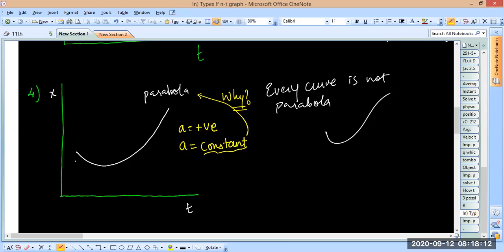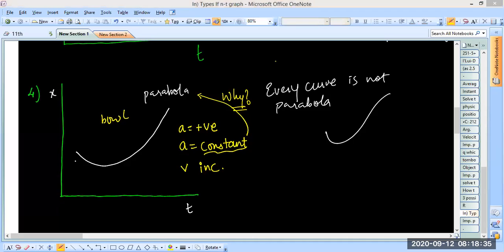So if xt graph is a parabola, acceleration is here like this, positive. You can see it's bowl shape, isn't it? And that's why acceleration is positive, acceleration is constant. So obviously, you could say velocity is increasing, right? Because acceleration is positive, velocity is increasing. I'm not talking about speed. I'm talking about velocity.